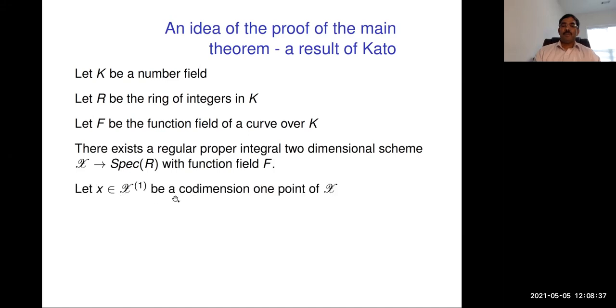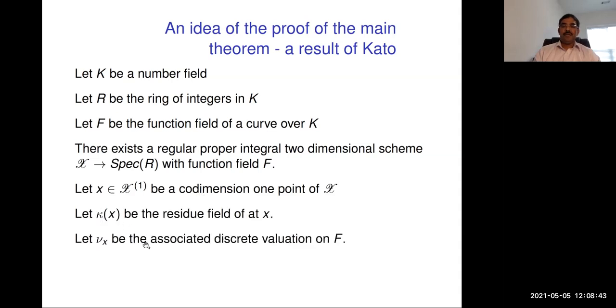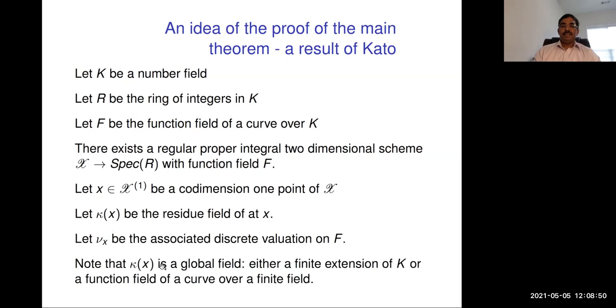And for a codimension 1 point, take the residue field and v_x the associated discrete valuation on F. Note that the residue field is a global field. In fact, either a finite extension of the number field K, or a function field of a curve over a finite field. So both cases can occur.